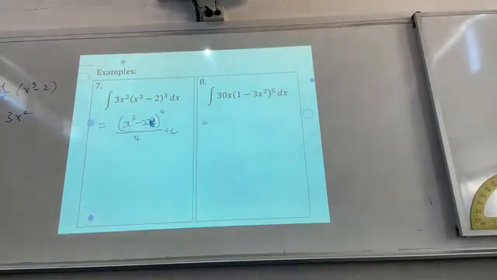If you integrate 3x squared, doesn't it equal x cubed? Yeah, but you don't have to do that because that is related to what's inside here.